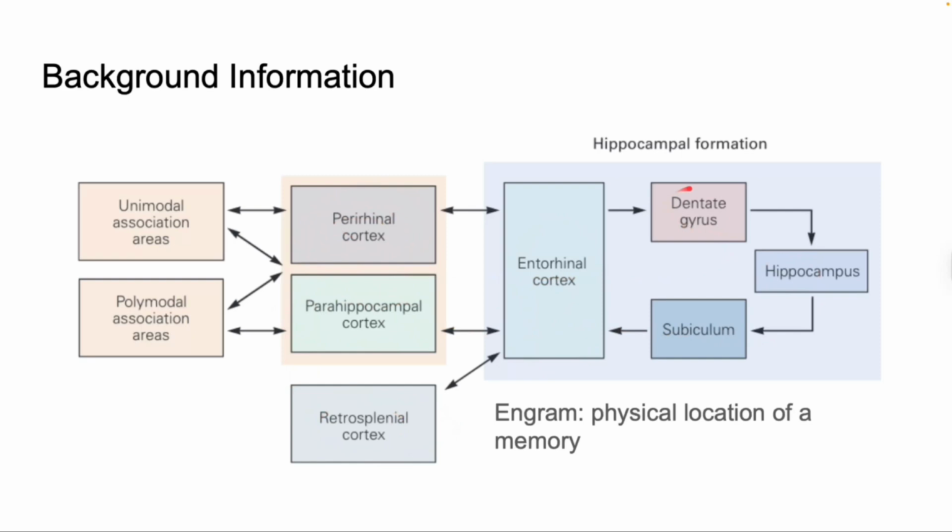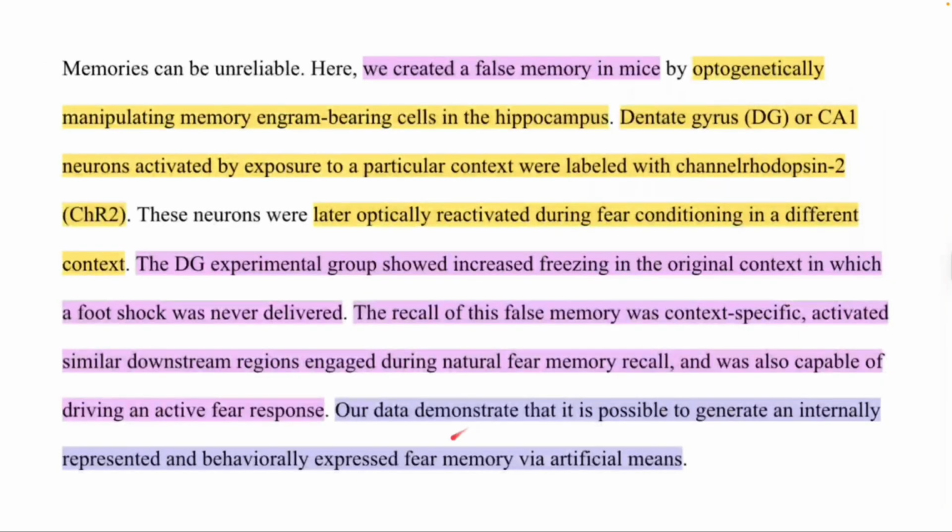And so when we're targeting the dentate gyrus, that means that we're targeting the physical location of the memories, because that's where it's held. So if we go back, you can remember that they are manipulating memory engram-bearing cells. They are changing their activity, and those cells are found in the dentate gyrus or the CA1. So what we're left with is that they are going to optogenetically change the activity of these cells to see the effects, and those cells are found in the DG or the CA1.